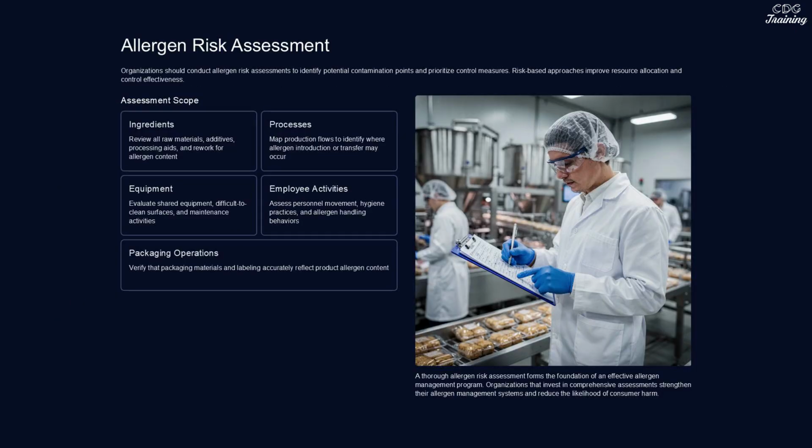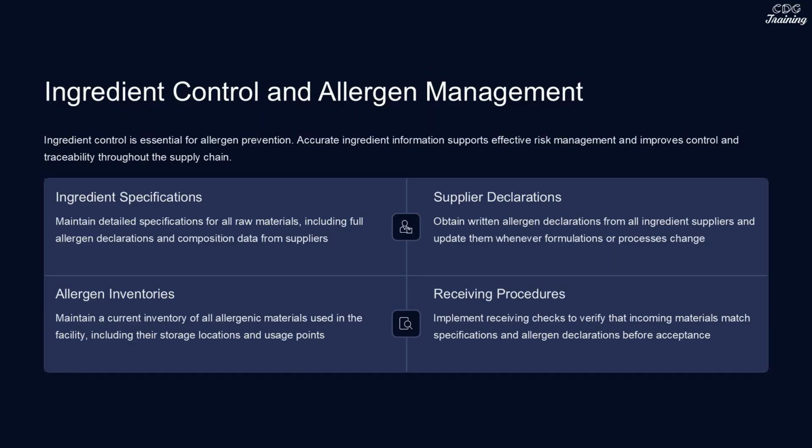Allergen risk assessments help prioritize control measures and allocate resources effectively. They are essential for managing potential contamination points. Ingredient control is vital for allergen prevention. Accurate information supports risk management and improves traceability.